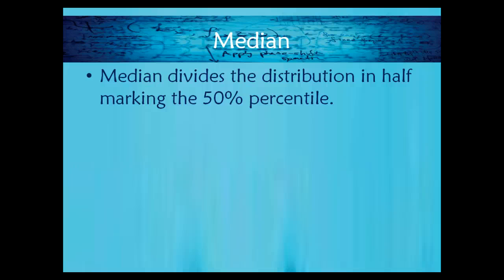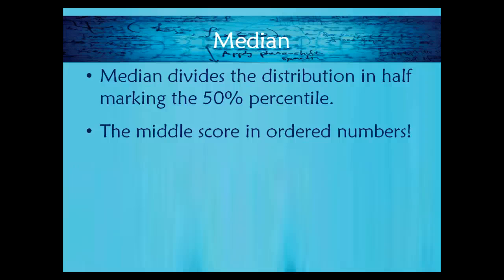The median divides the distribution in half by marking the 50th percentile. Median is a little different. It's another measure of central tendency, and it's basically the 50th percentile mark. It's the middle score in ordered numbers. You're probably familiar with this from elementary school.